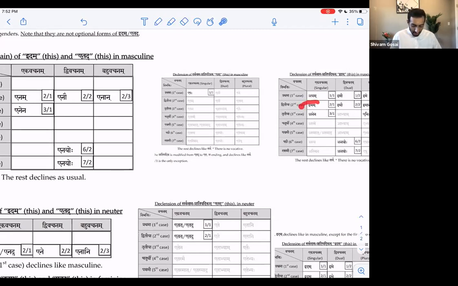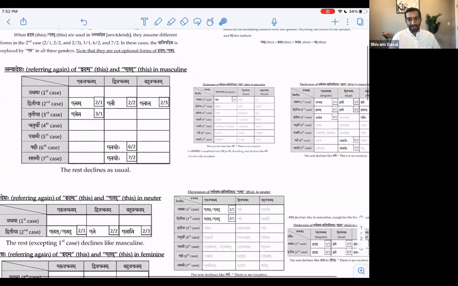So when I refer to idam multiple times, instead of imam, I'll get enam. Instead of imo, I'll get eno. Instead of iman, I'll get enan. Instead of anena, I'll get enena. Instead of anayoho, I get enayoho. Okay, that's in masculine.